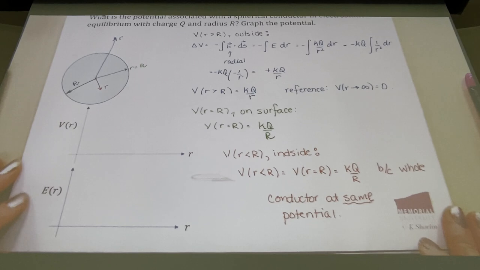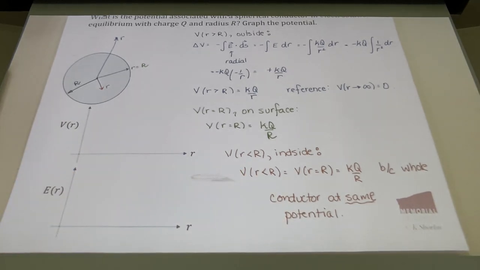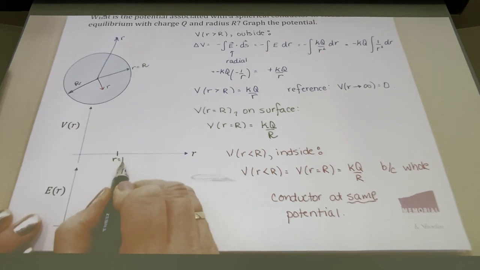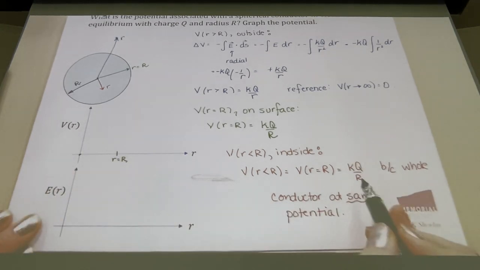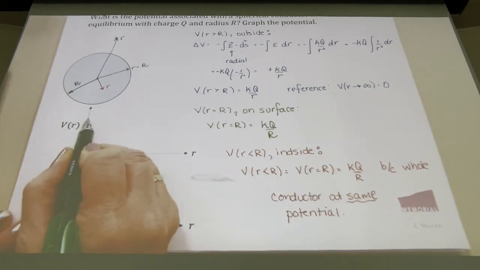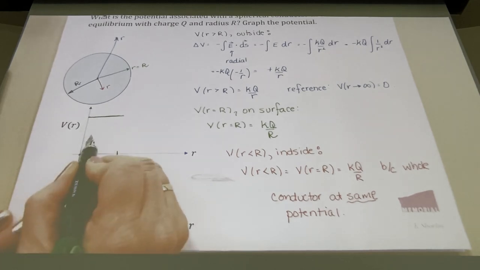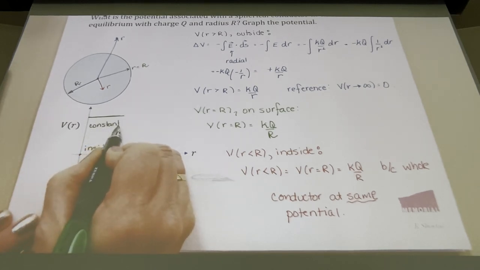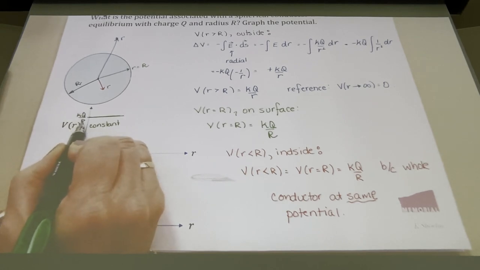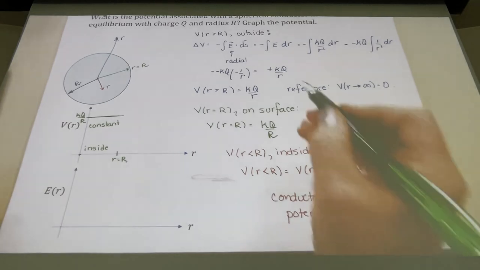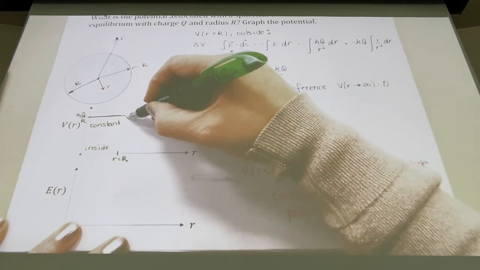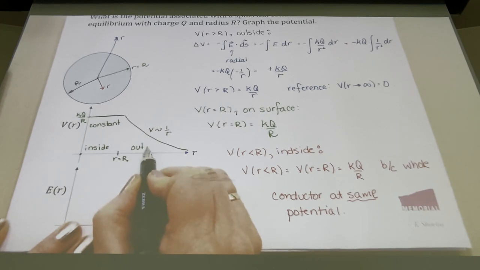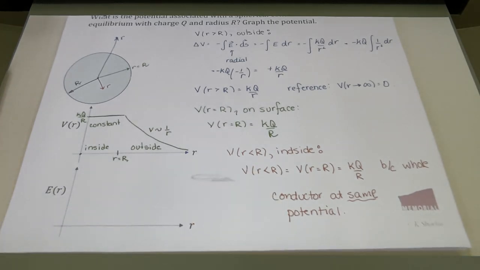Okay, so the next bit says to graph the potential. So I've got my axes drawn here. Let's make a graph of those potentials. So the interesting bit is going to be at r equal to R. Everywhere inside, we said that the potential was KQ over R. That's true right up to the center, right up to the surface. So this is for the inside. Potential is constant. And it has a value of K times Q divided by the radius of the sphere. Once we get outside, it falls off as 1 over r. And eventually, as r gets very, very big, that potential will go to 0.